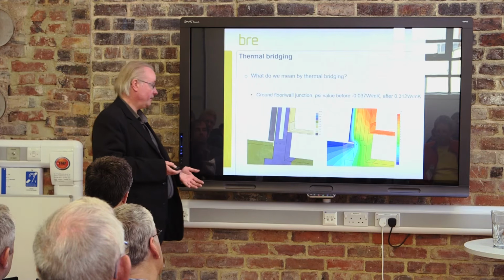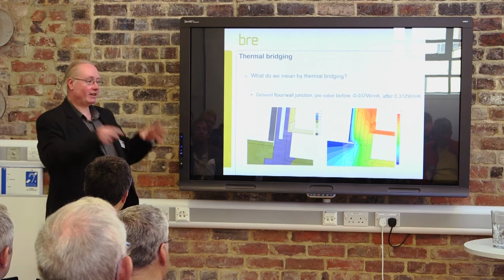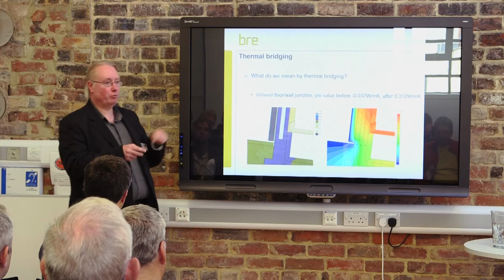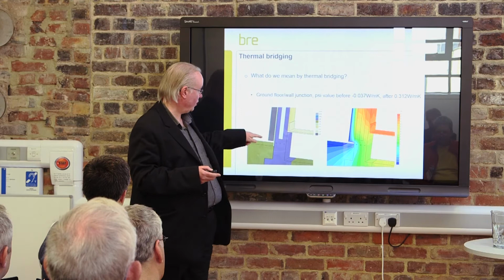So the psi value of the junction before the insulation went on was negative, which all that means is that the actual heat flow in that junction was less than what you would work out if you used the U value times the area. But it's only slightly less, 0.037. But afterwards, even with the insulation going way below floor level, the psi value, 0.3.